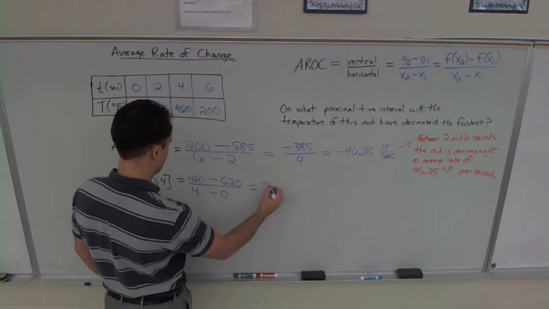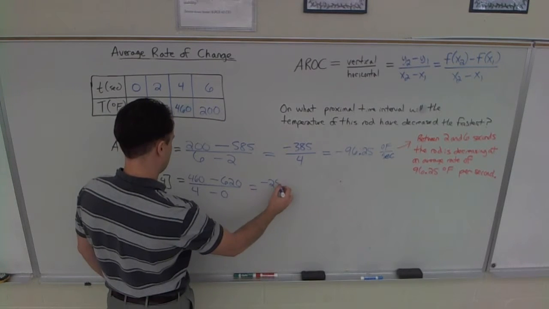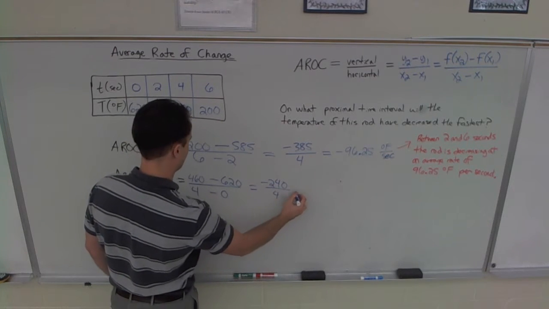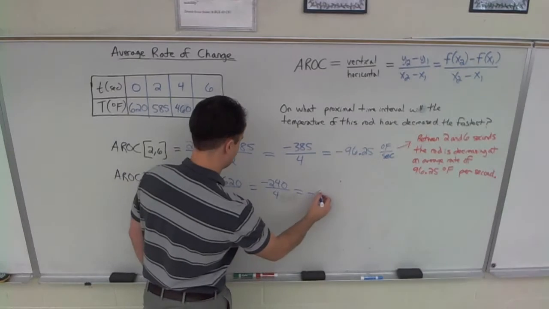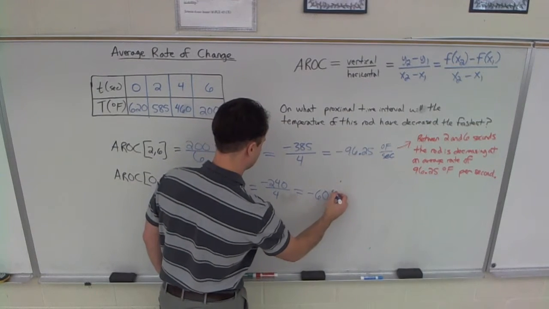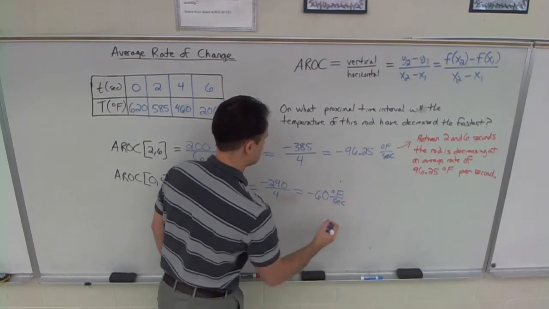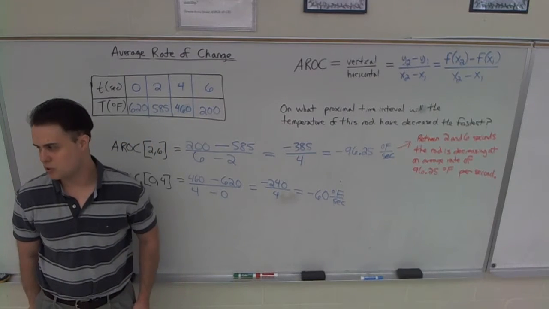So that's going to be negative 240 over 4. Ooh, that one comes out even. Nice. So that's negative 60 degrees Fahrenheit per second.